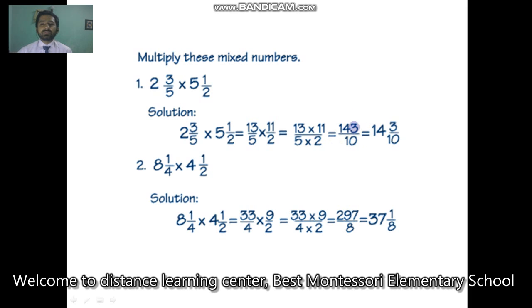Now this is an improper fraction, so to convert it into a mixed fraction, we divide 143 by 10. 10 14s are 140, so 14 in the whole, and the remainder will be 3. That remainder we write in the numerator. The denominator is the same. That means 14 and 3 by 10. There are other examples too. I have continued in the same way.